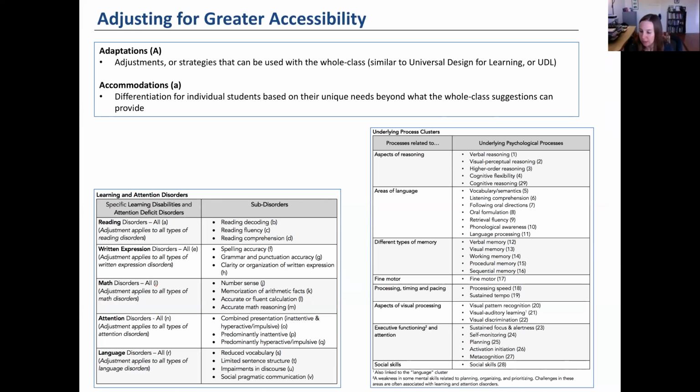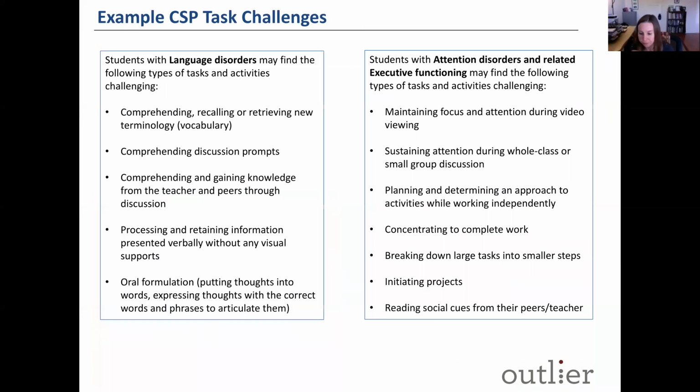And so any classroom is going to be made up of a wide range of students who have strengths in some areas and are not as strong in other areas. Because of those disorders that we just looked at, some students can struggle with any number of regular classroom tasks or activities that you would find in a CS class or in any type of class. So, for example, on the left here, these are a few types of tasks or activities that may be challenging for some students who have language disorders.